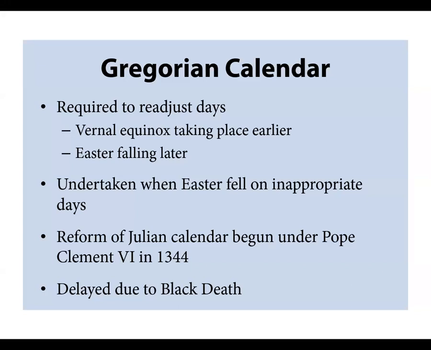The reform of the Julian calendar was begun under Pope Clement VI in 1344. Unfortunately, he had a nasty little pandemic of his own, the Black Death that he had to deal with, and that delayed things, and then he himself died.